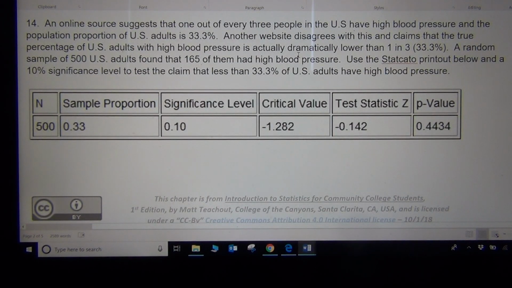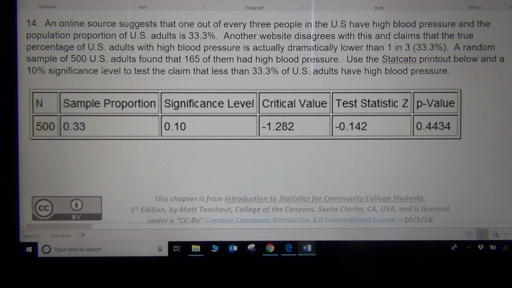So the assumptions for a one population proportion test, a traditional one, this is not randomized simulation. They're using a test statistic and critical value. So was it random? Was it a random sample? Yes, they said it was a random sample.